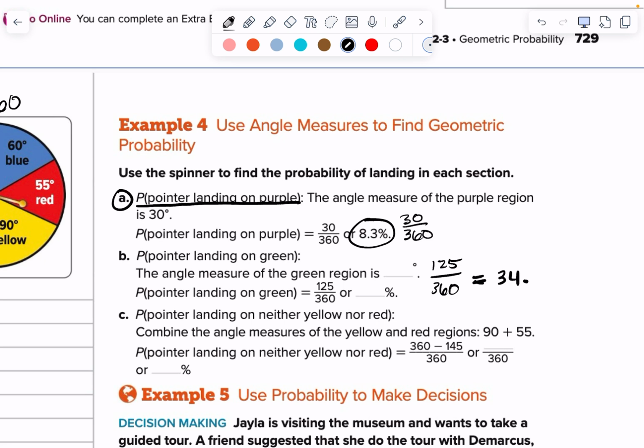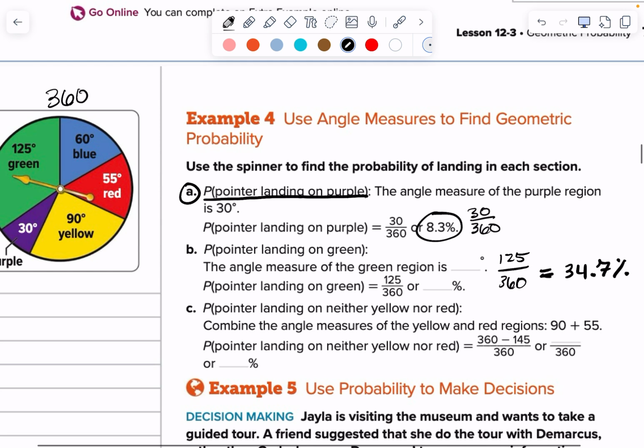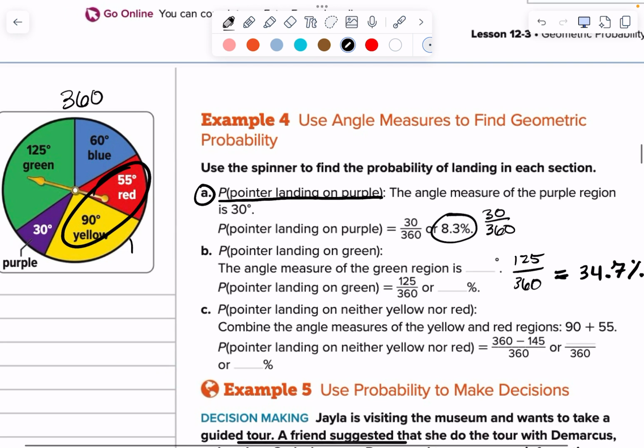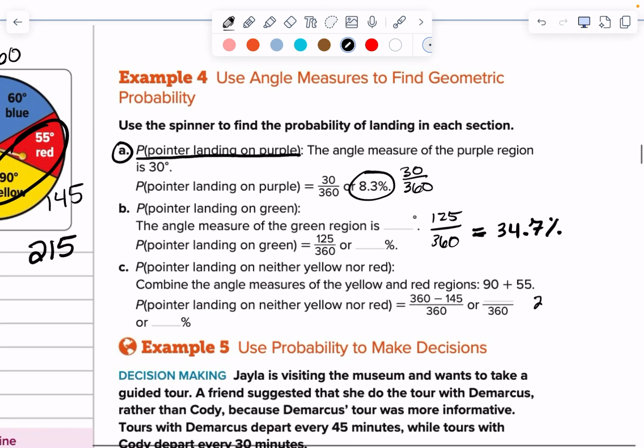34 point what? 7%. Awesome. Okay. The pointer lands on neither red nor yellow. So I don't want this section, right? What is red and yellow together? 145. That means if I subtract, what's the other ones? 215. So I want 215 over 360.